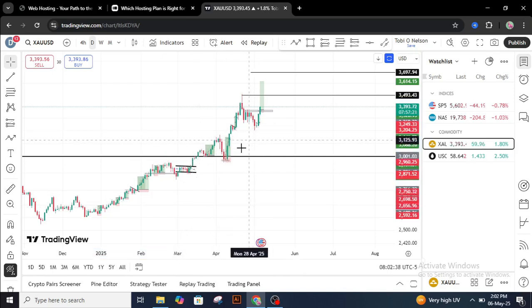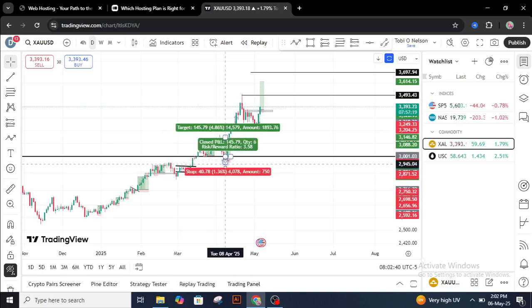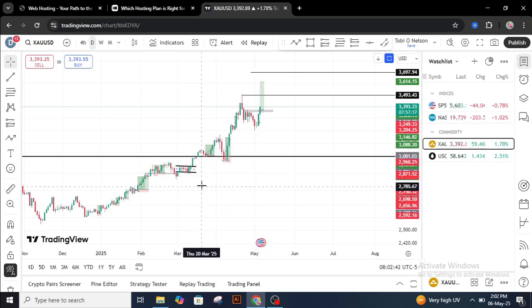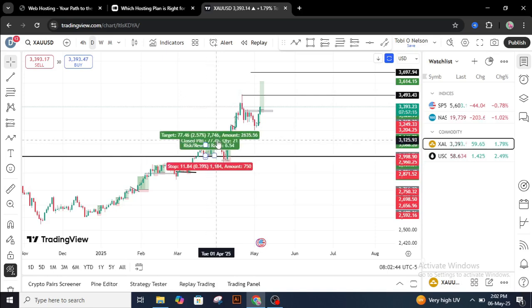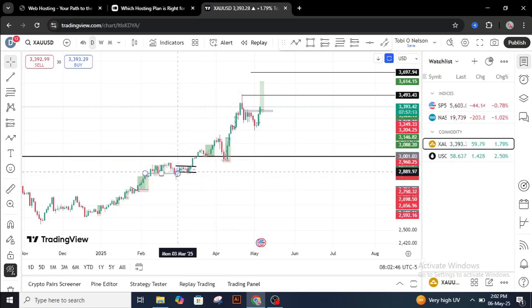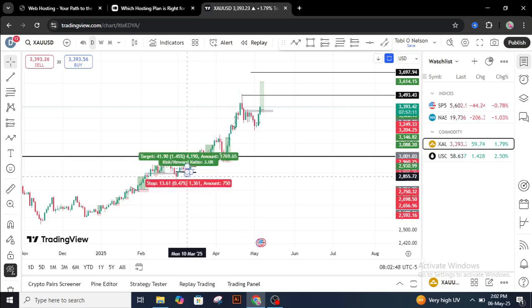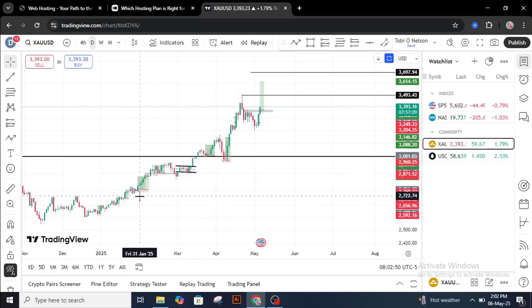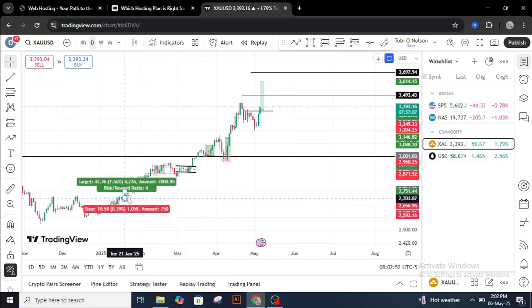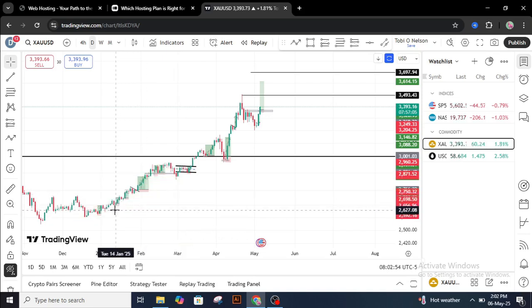Now take for example, there is a pullback here. If you look at the trade I take, there is a pullback here. I took a buy position. There is a small pullback here. I took a buy position. There is a consolidation, or should I say pullback here. I took a buy position. There is a small pullback here. I took a buy position. The pullbacks that I bought here are small pullbacks, and they are only visible on lower time frames, like 4 hours. They are visible there.